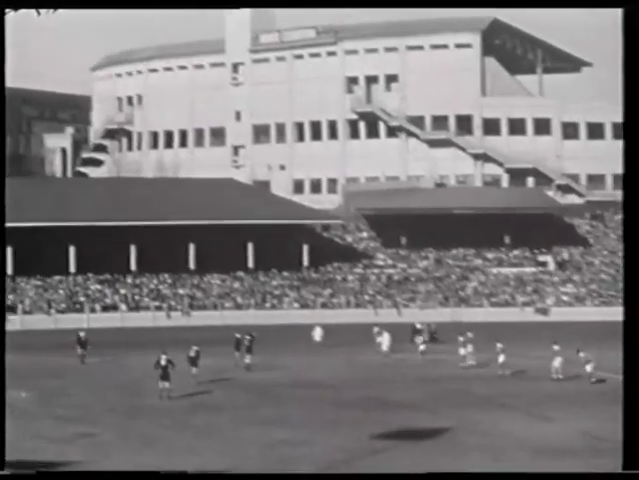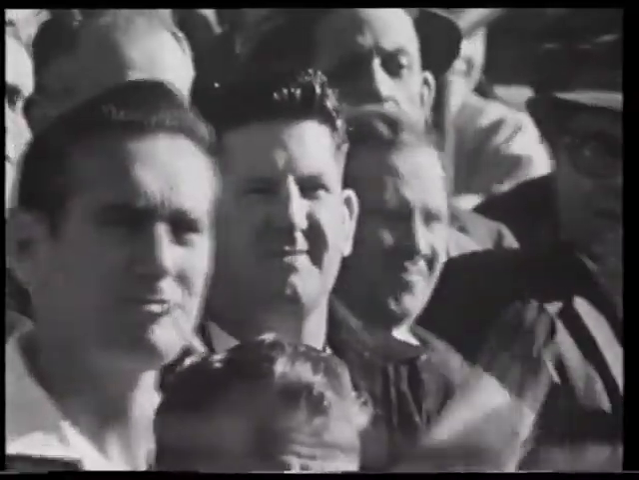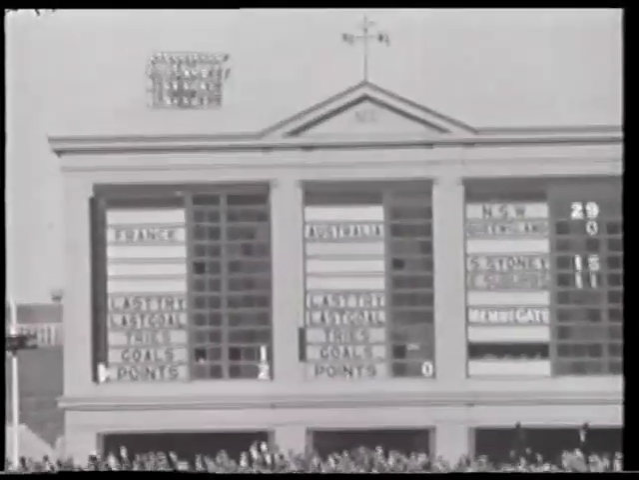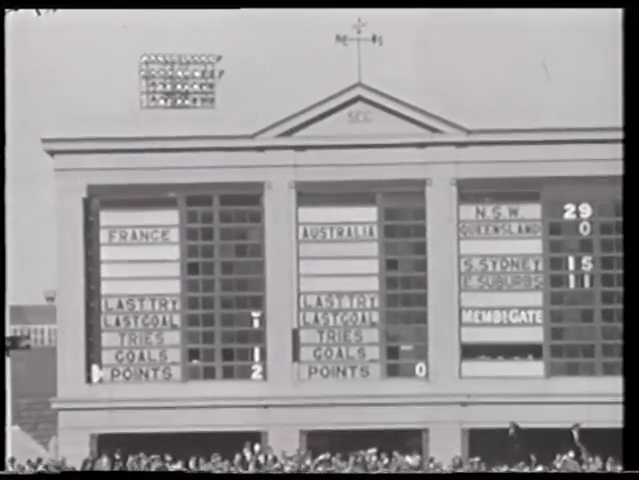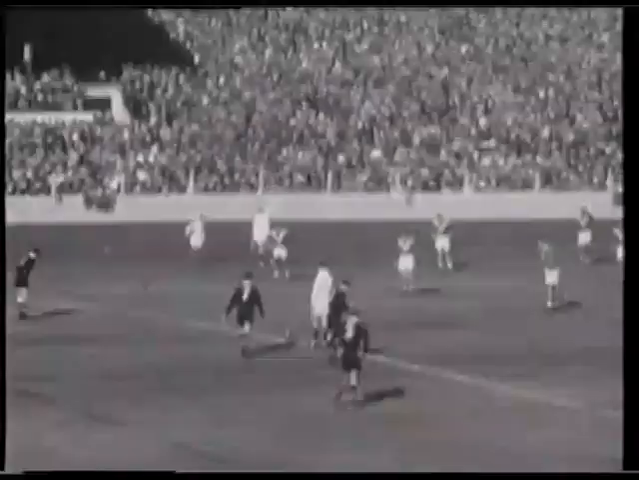And Pierre Lecaz comes into this one with a left-footed boot, drives it well downfield on the Paddington end. A magnificent kick there by Pierre Lecaz, and the scores now remain France 2 and Australia 0. That is the scoreboard, the very famous scoreboard at the Sydney Cricket Ground. So many a tale to many touring sides.